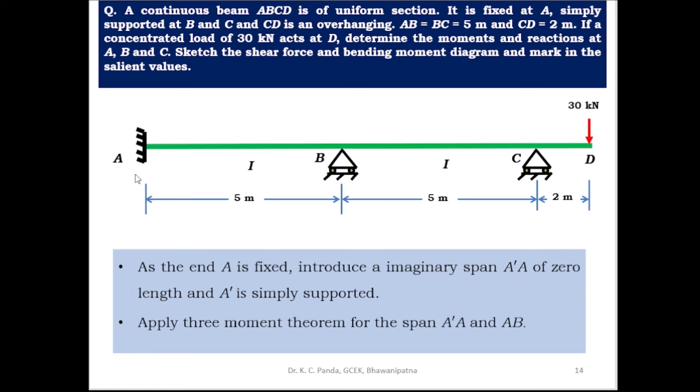Then apply the three moment theorem for the span AB and BC. Applying it for the span A dash A and AB, you get one equation. Applying it for the span AB and BC, you get another equation. Then by solving these two equations, you can find out the two unknown values MA and MB.